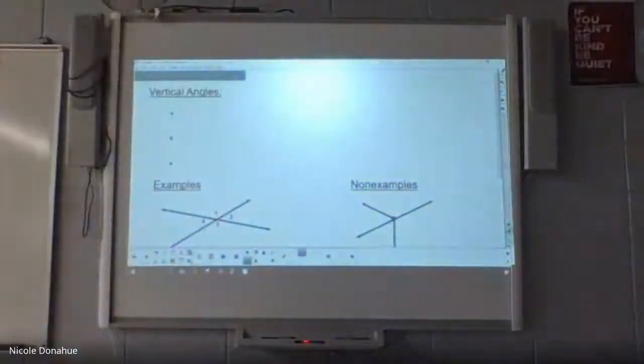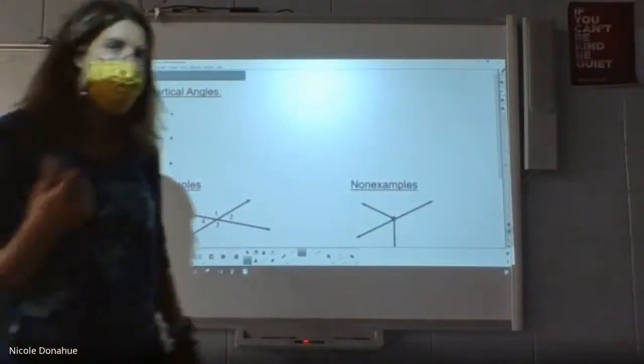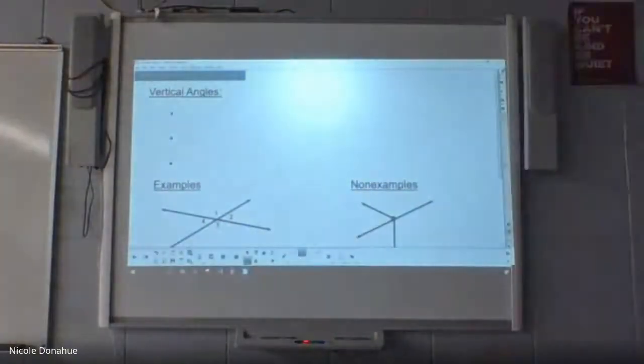Vertical angles is a term we're going to use so much. So really getting to know this term and realizing how important it is. Linear pair is pretty important. This is even more important. And right now it probably doesn't seem useful, but we're going to use it all throughout the year.